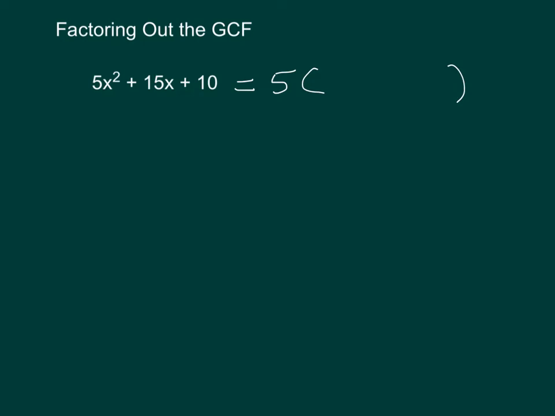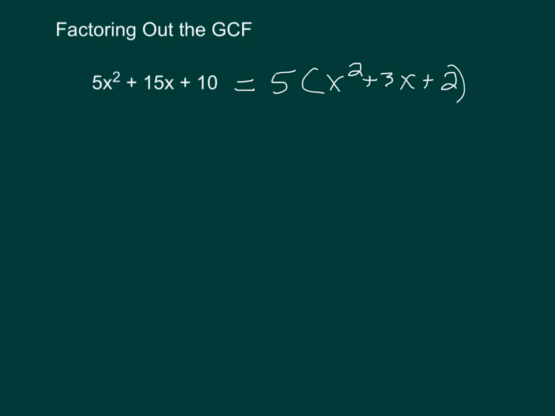And now think, 5 times what gave me 5x squared? Had to be x squared. Similarly, 5 times something gives me 15x. It's got to be a positive 3x. And finally, 5 times something again would give me the 10. I distribute this 5, it should bring me to the 10. It's going to be a positive 2.